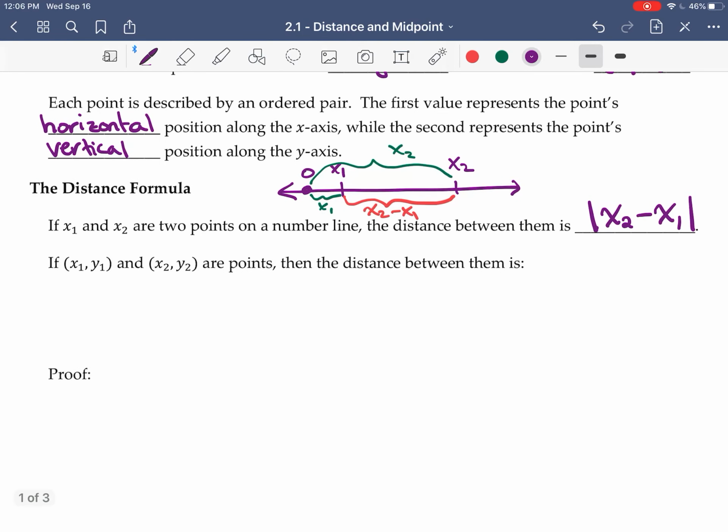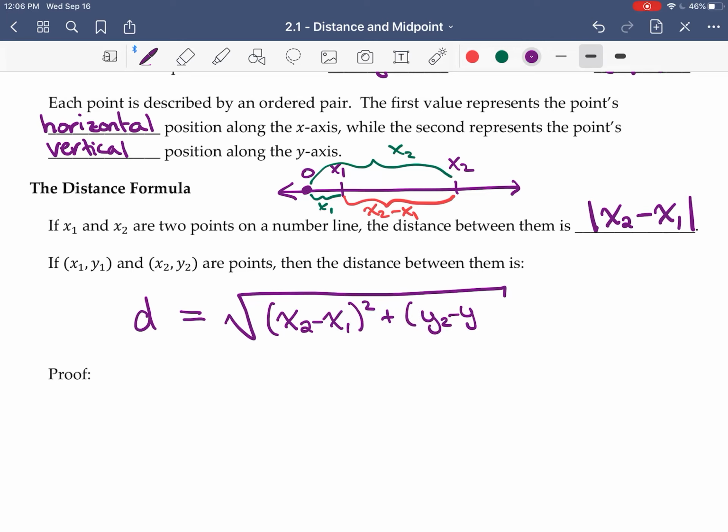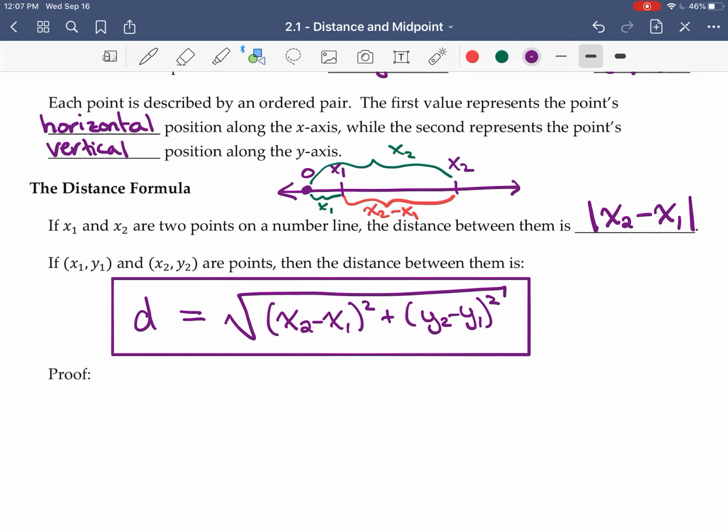Now, if you have points that are two-dimensional, so have x and y coordinates, so x1, y1, and x2, y2, then the formula for the distance is a bit more complicated. So our distance, d, would be the square root of the difference in the x values squared, plus the difference in the y values squared. So that's our formula.